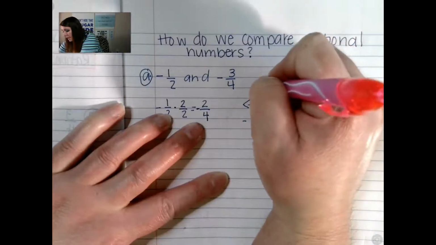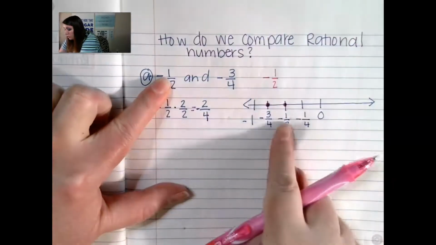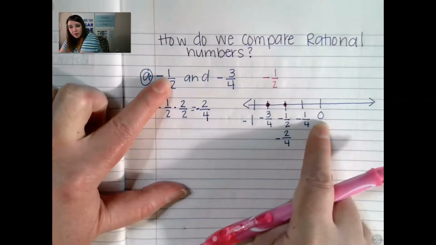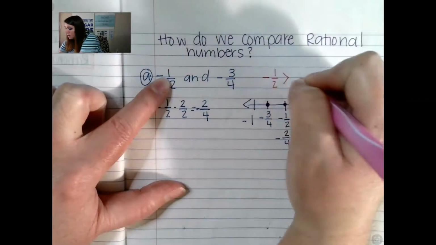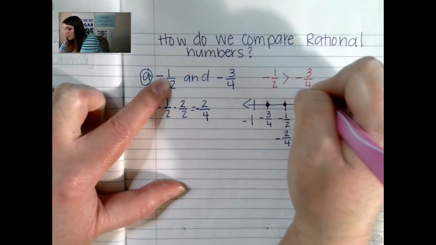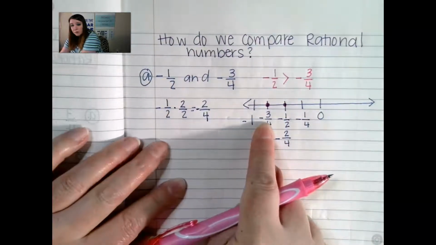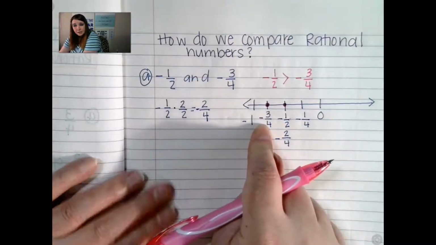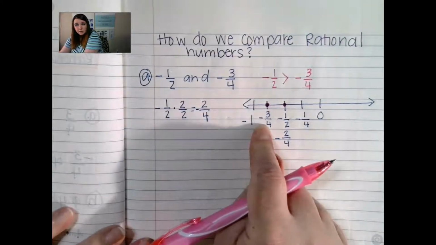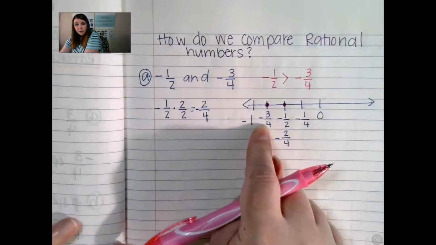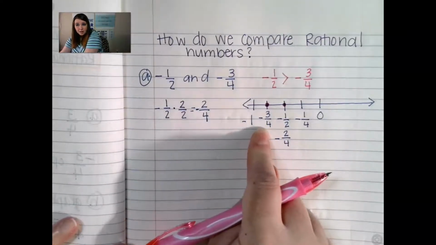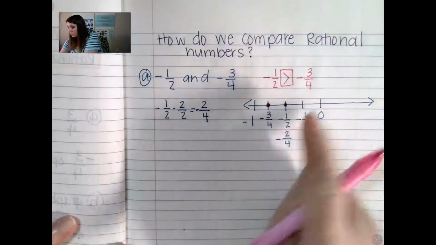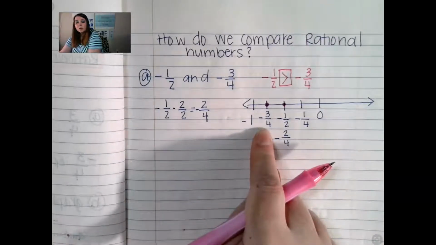So when I write this, I'm going to write it the same way I did in integers, and I'm going to say -1/2 is greater than -3/4, because it's closer to 0. And that's because 3/4 is farther away from 0. It's 1 jump more. So that makes it less than because we're on the negative side. Remember, the bigger the negative number, the smaller that it is.